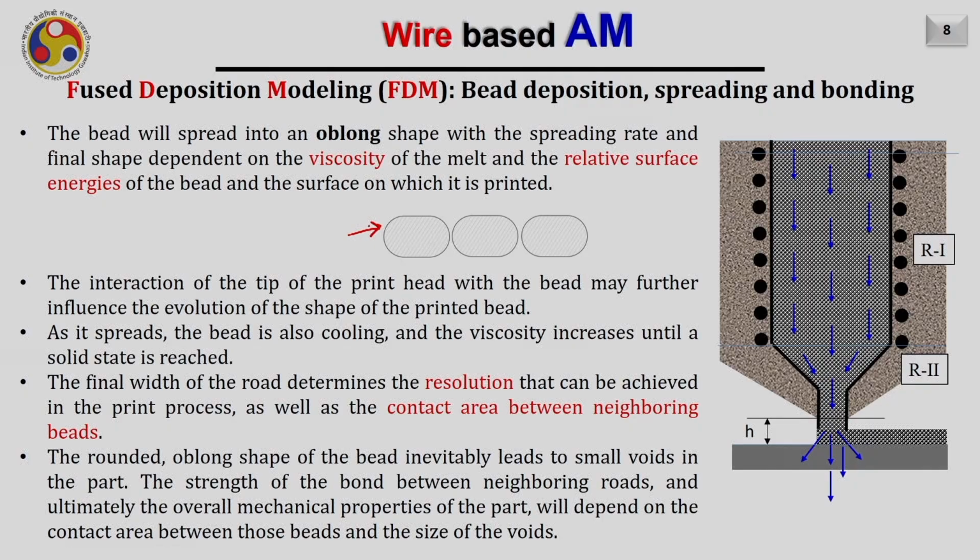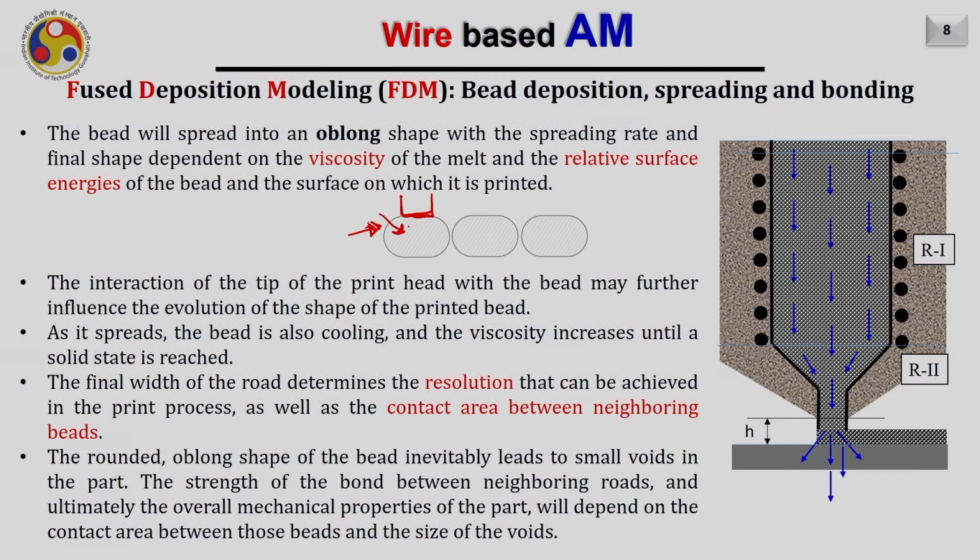Now let us discuss the spreading of the bead. When we deposit the bead on the substrate by this process, usually its cross section is of elliptical shape, or sometimes called an oblong shape. So this shape is shown here. Finally, of course, this shape depends on the viscosity of the melt and the relative surface energy of the bead and the surface on which it is printing. Also, the interaction between the tip of the nozzle, which is depositing the material, and the bead very much influences the shape of the printed bead.